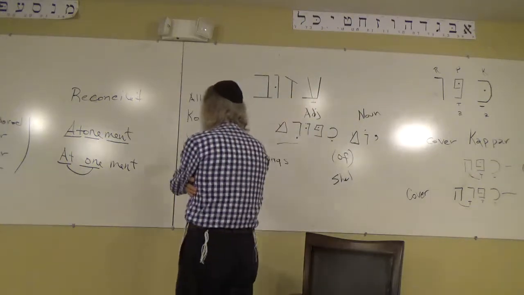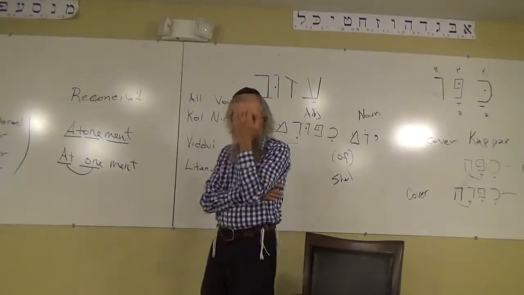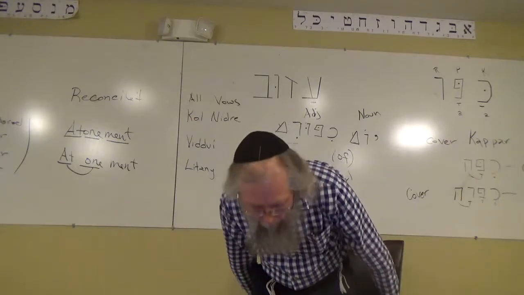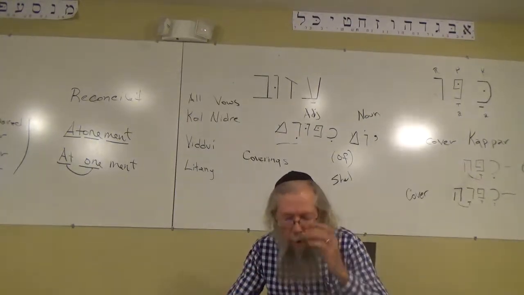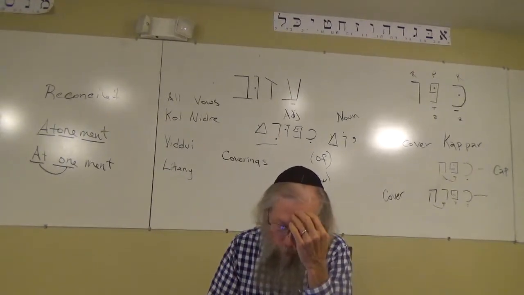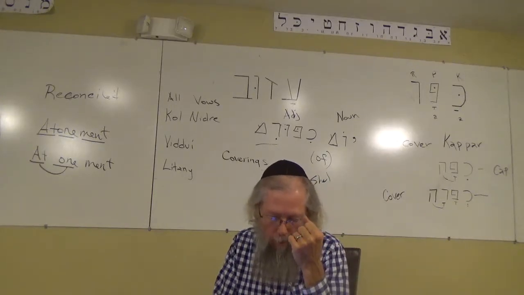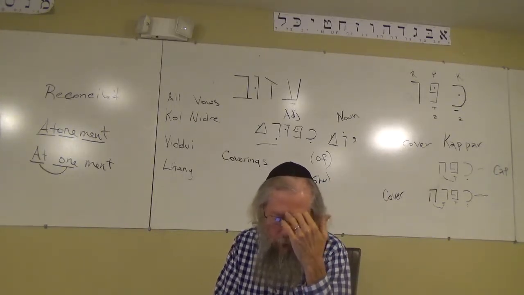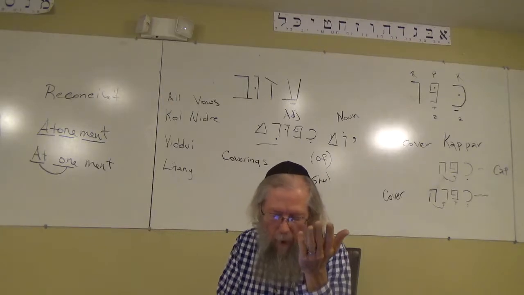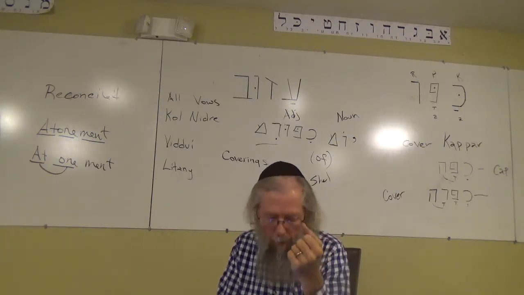The second part is called Vidui, and Vidui is, as I said, this is the litany of sins. Just to give you an idea, it says, my God and God of my Father, may my prayer come before you. Do not ignore my plea. Please forgive me all of the sins that I have sinned before you throughout my lifetime.